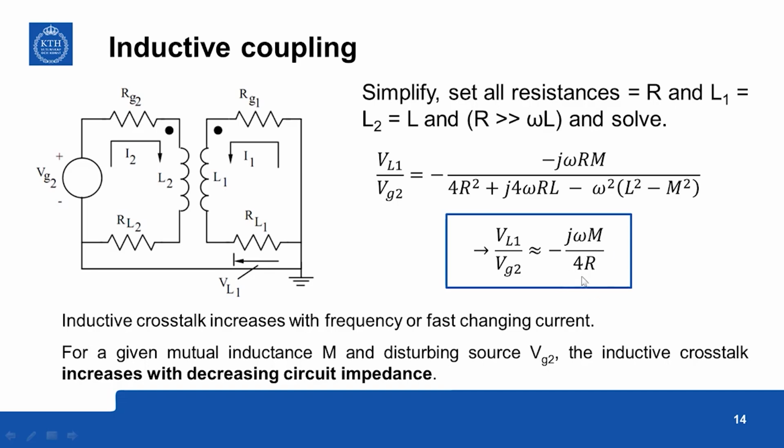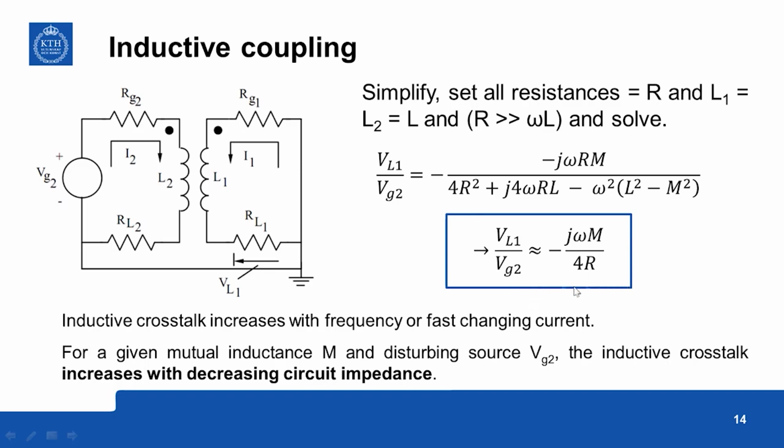What does it signify? It signifies that as R is increasing, this transfer function is reduced. If R is low, this is increased. That is, inductive coupling is more dominant in low impedance circuits. Magnetic field coupling is more conducive in low impedance circuits, where you have the possibility of driving larger currents.